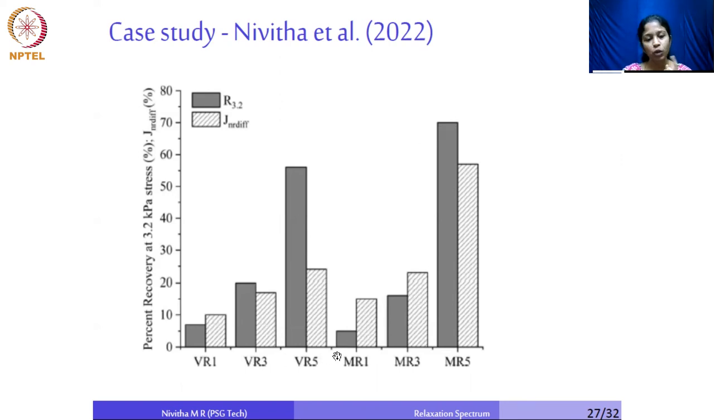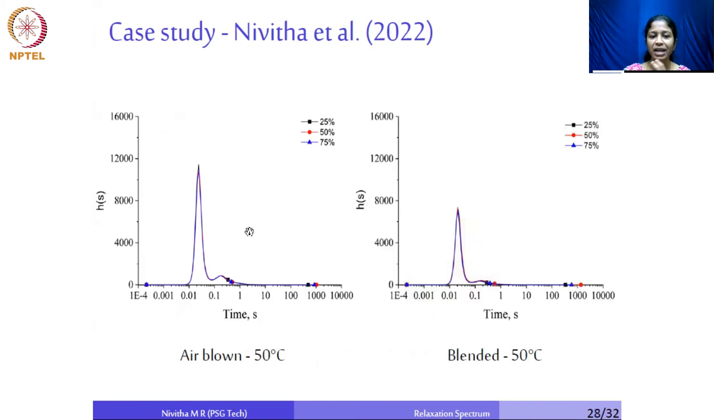So dosage is one factor, but the influence of dosage is different on these two types of base binders. To understand why all this happens, and whether any new mechanism is identified in these cases, we computed the relaxation spectrum. So this is the continuous relaxation spectrum that we had computed. This is for an air-blown material at 50 degrees Celsius. This is the relaxation spectrum.